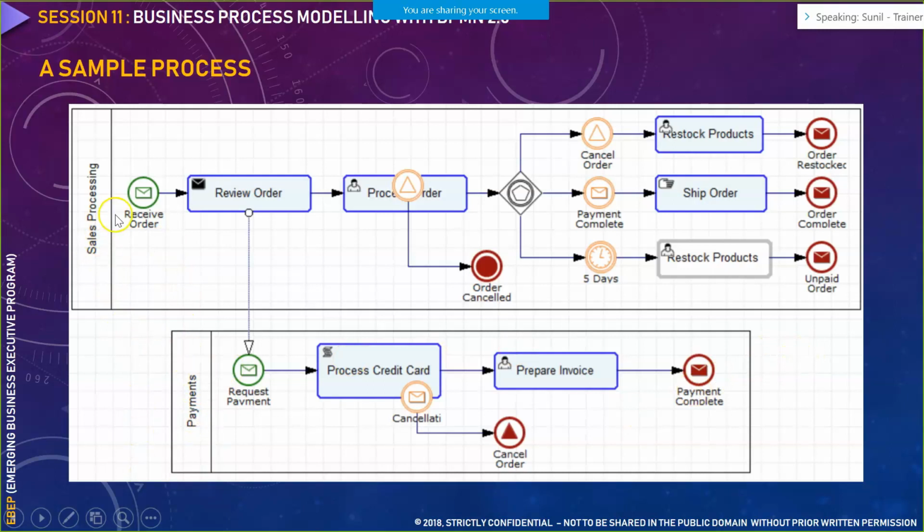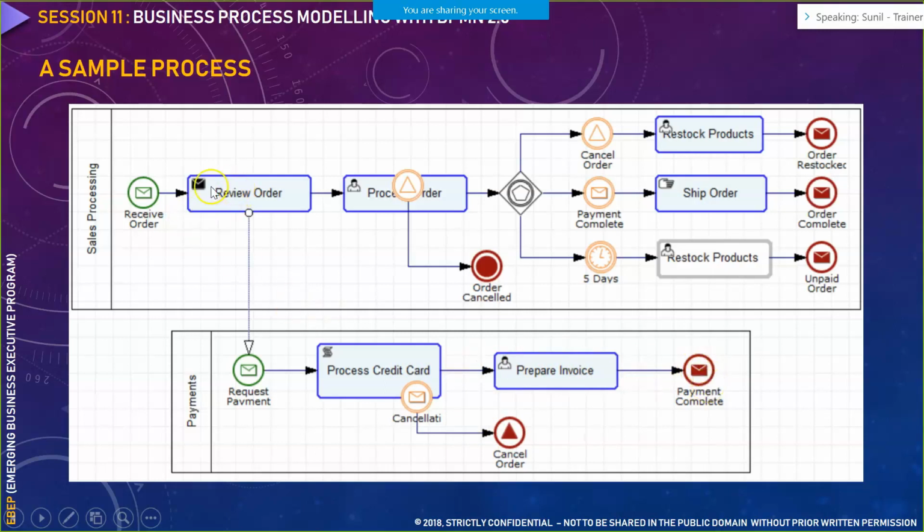swim lanes. In the sales processing process, you receive a particular order. After that, the sales team reviews the order. Then they check whether the payment has been received or not. Now the payment has been requested. After that, they process your credit card. If the credit card is invalid, they cancel the order. If the credit card is valid, they prepare the invoice and mark the payment as complete.